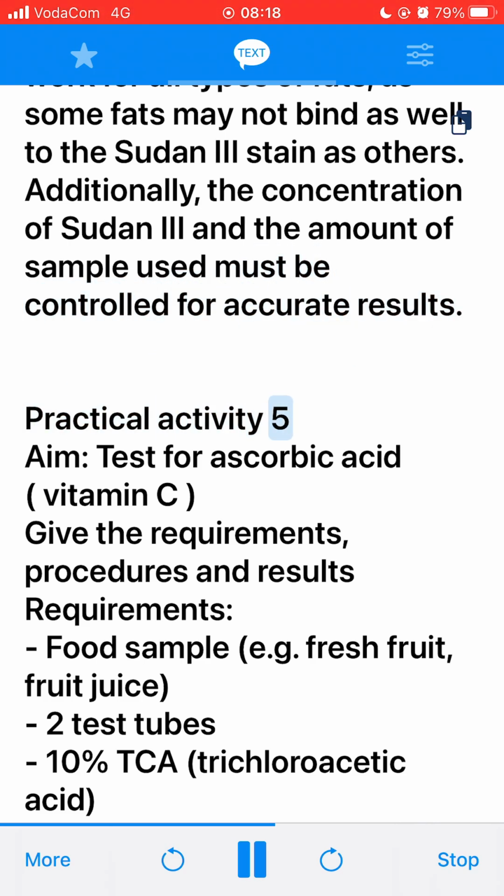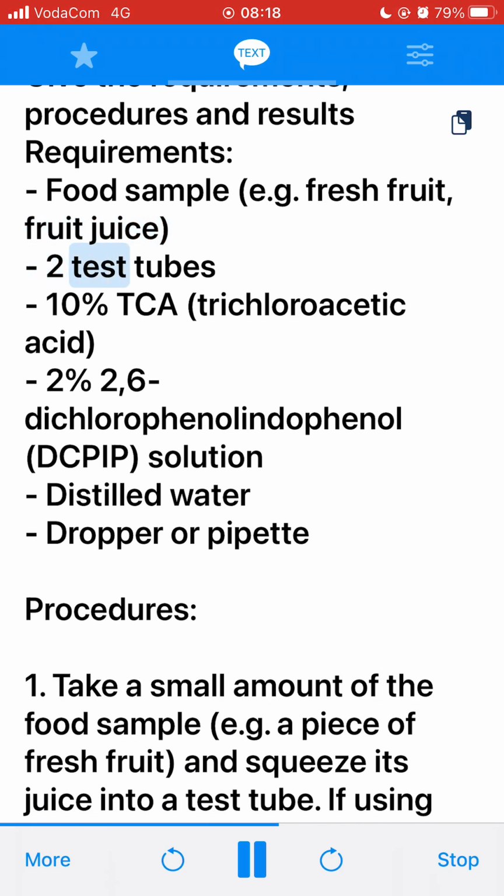Practical activity 5. Aim: test for ascorbic acid, vitamin C. Give the requirements, procedures and results. Requirements: food sample, e.g., fresh fruit, fruit juice, 2 test tubes, 10% TCA (trichloroacetic acid), 2% 2,6-dichlorophenolindophenol, DCPIP, solution, distilled water, dropper or pipette.